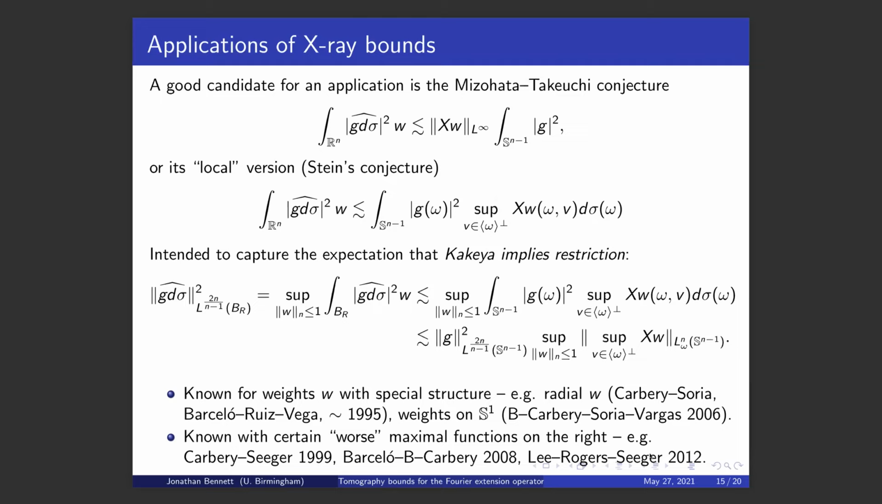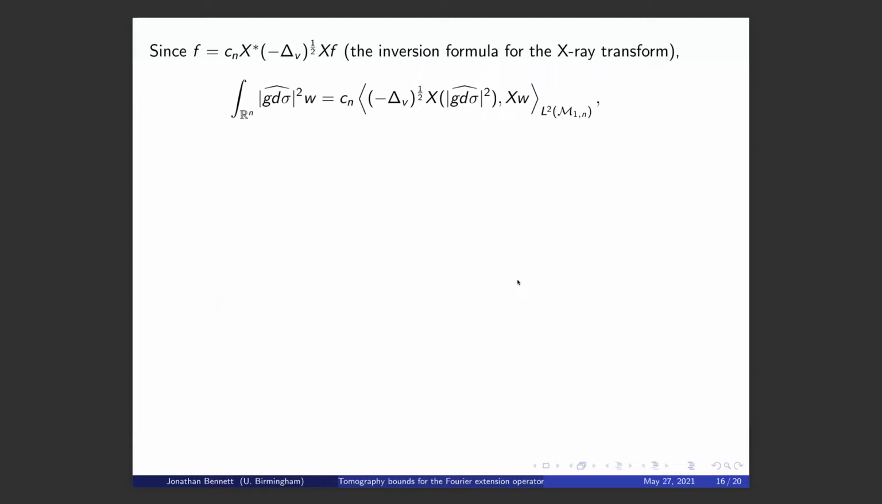But the maximal functions that arise there, it's not in two dimensions. The maximal functions that arise there are somewhat deficient in terms of how they don't give you the Kakeya implies restriction. Of course, we still don't know that implication. But still, progress in this direction from a couple of angles is sort of slowly ongoing.